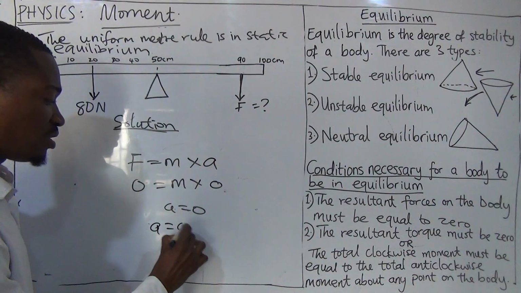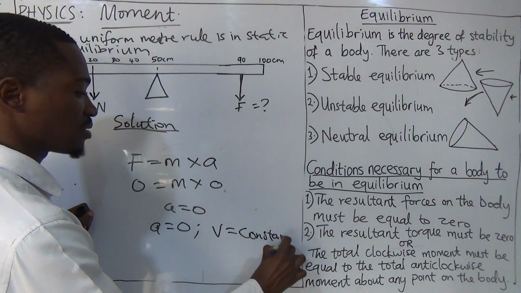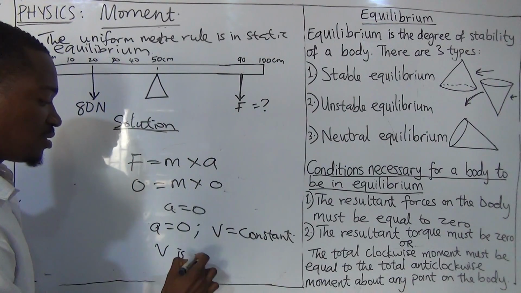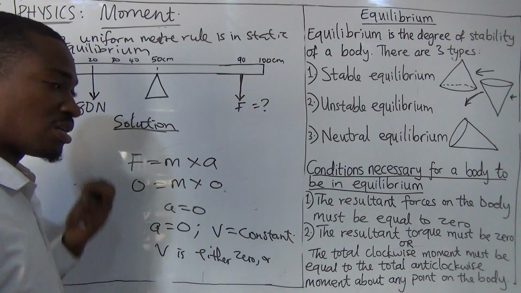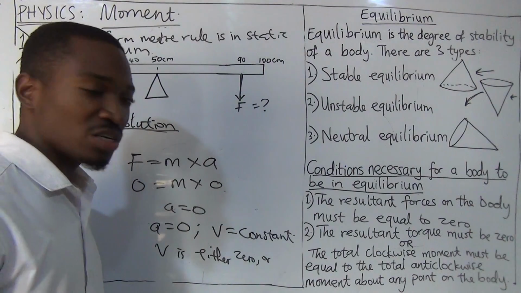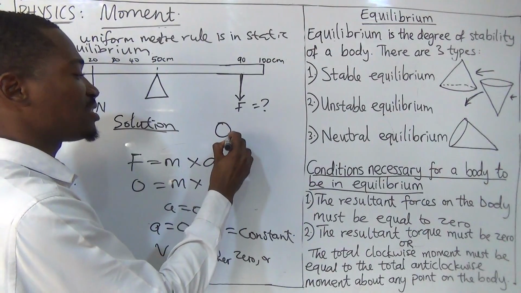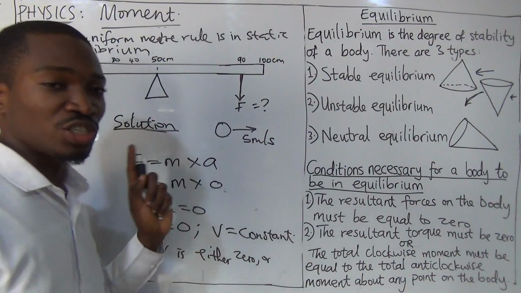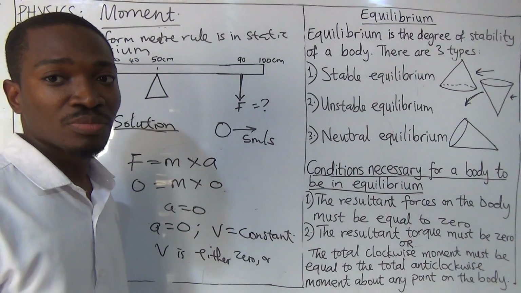Now, if acceleration is 0, it means velocity is constant. That means your velocity is either 0 or a constant value. You know, 0 is also a constant value. As long as the velocity is not changing, then the object is in equilibrium. This simply means that a ball that is moving at a constant speed of 5 meters per second, and the direction is not changing, it keeps moving at the speed of 5 meters per second, this ball is in equilibrium.